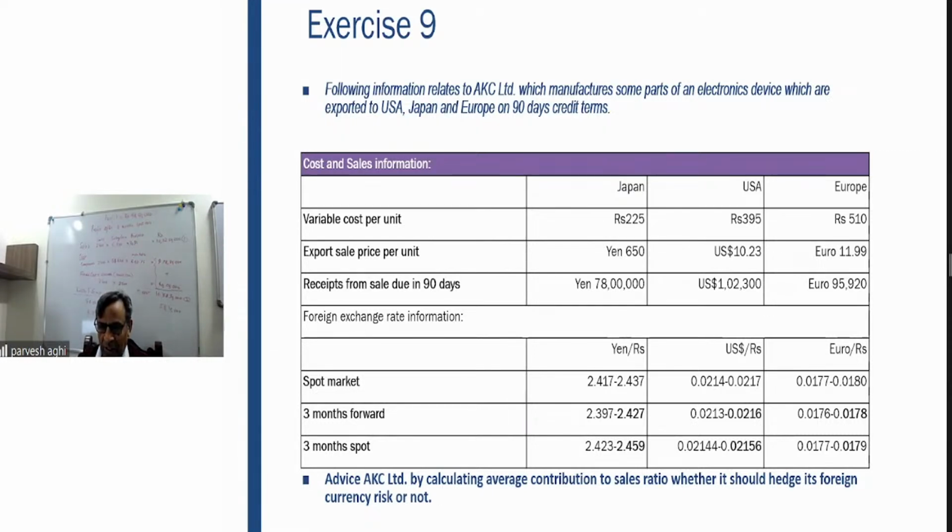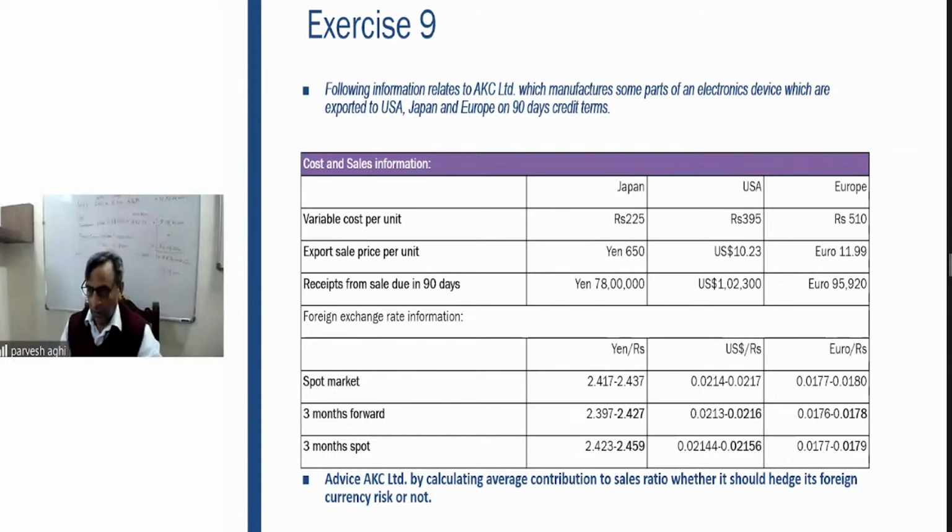And if you just see the last line after the box is over: advise AKC Limited by calculating the average contribution to sales ratio whether it should hedge its currency risk or not. Okay, so whether it should hedge the foreign currency risk or not. This is what the question says.